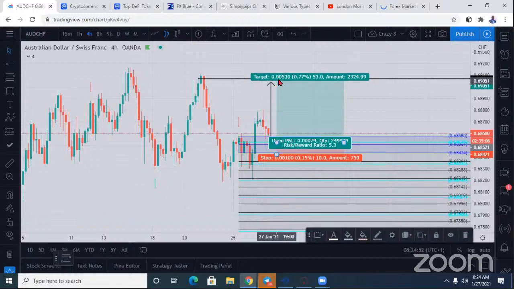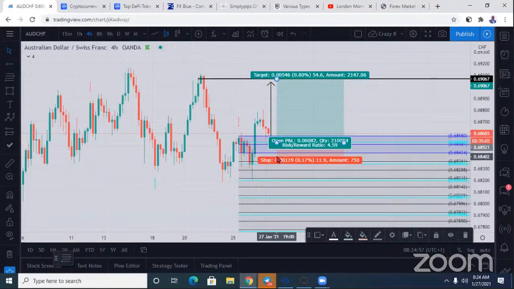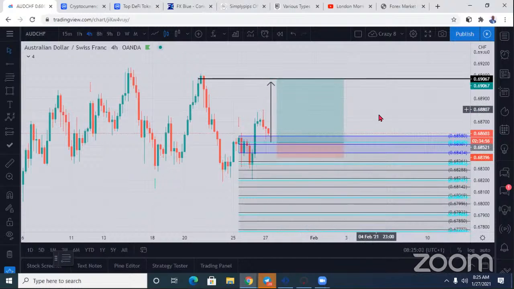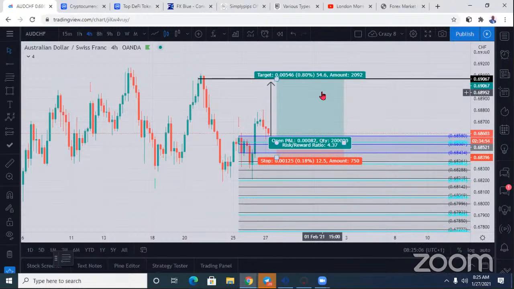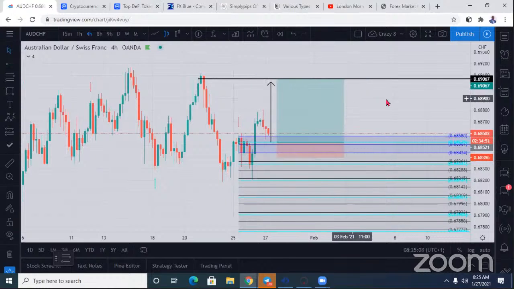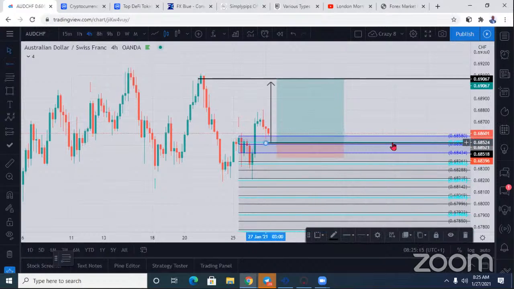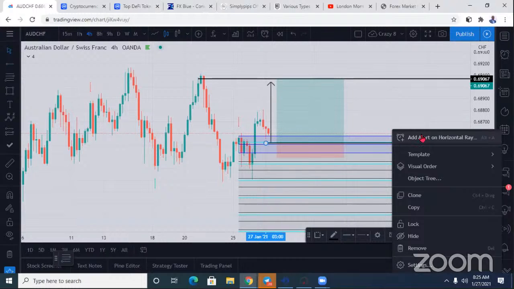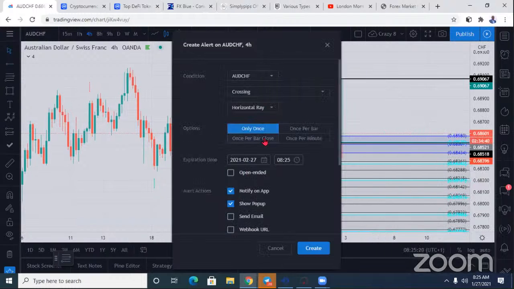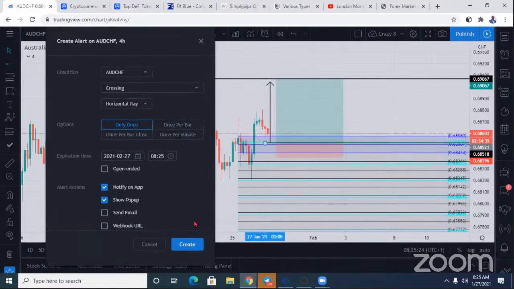And if it does play that way, we would be risking about 12.5 pips for a possible 54 pips. That is a 4:1 risk reward ratio. So what I'll do here, if I prefer to take the trade off preferred entry, I'll simply drop an alert at that point and tell me that once price crosses that, it should alert me.